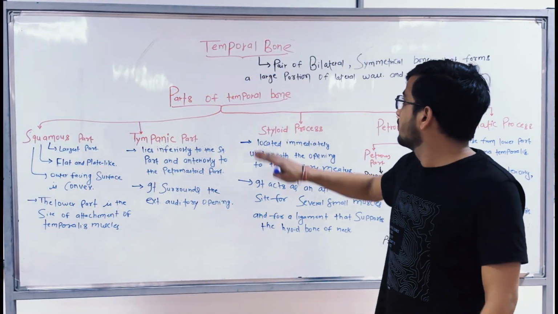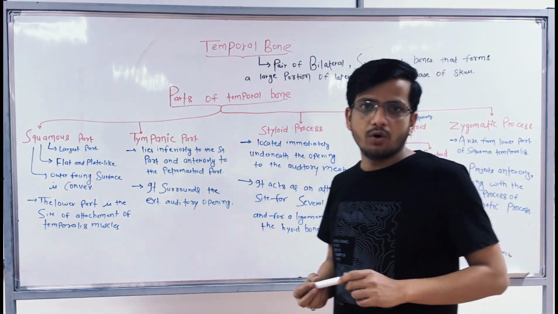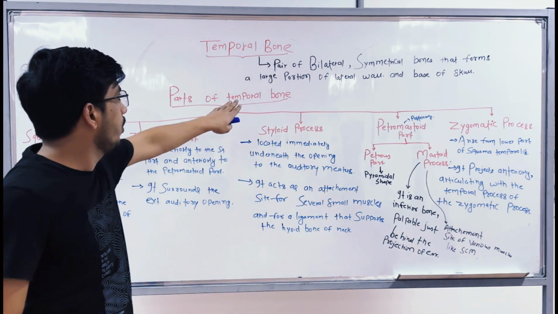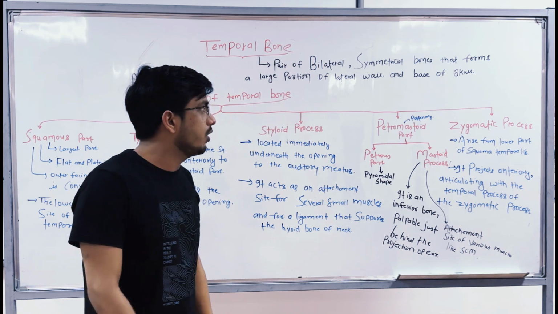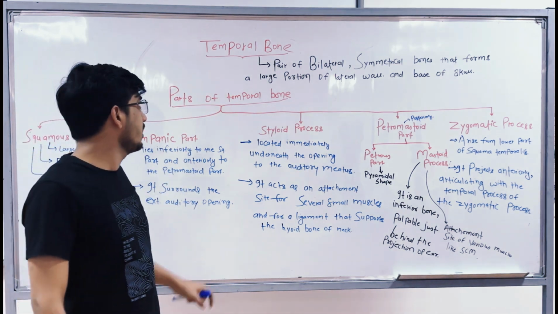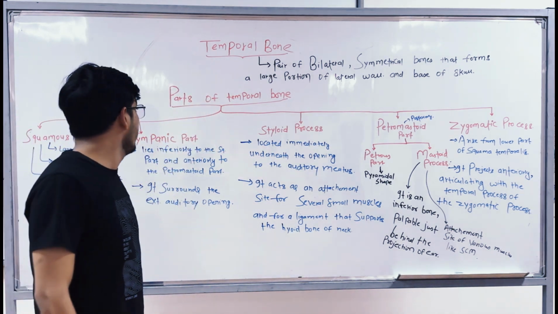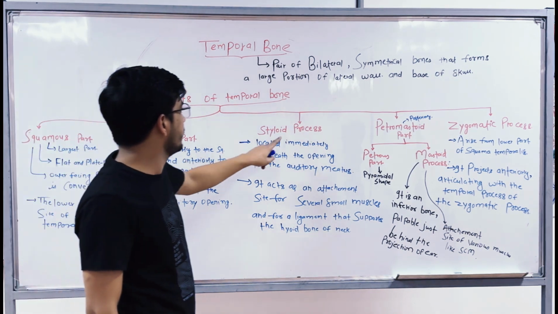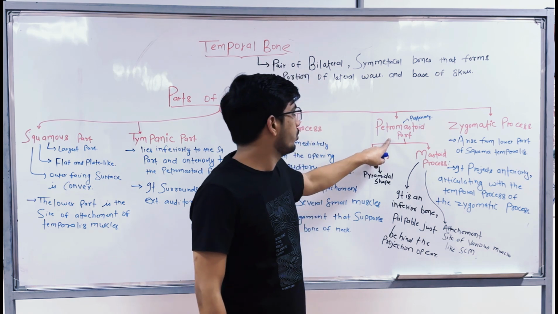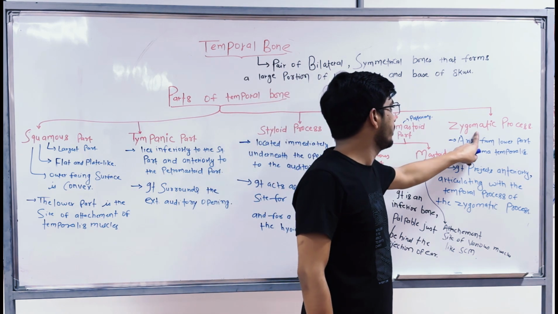So next we have the temporal bone. The temporal bone is a pair of bilateral, symmetrical bones that forms a large portion of the lateral wall and the base of the skull. Now we have the five parts of the temporal bone. First, the squamous part. Then the tympanic part. Then the styloid process. Then the petromastoid part. Then the zygomatic process.